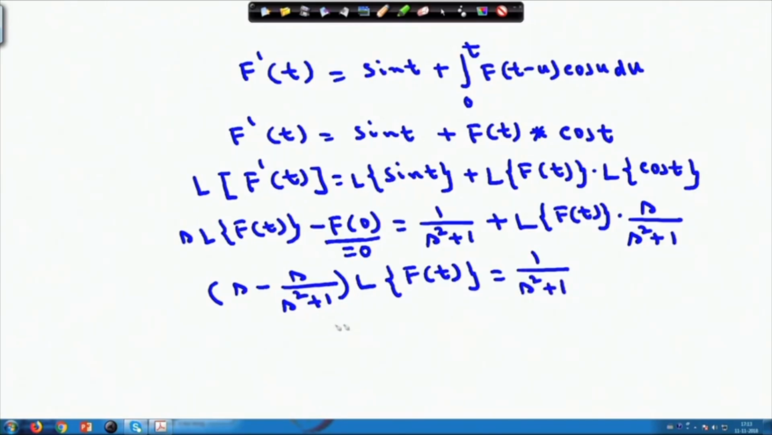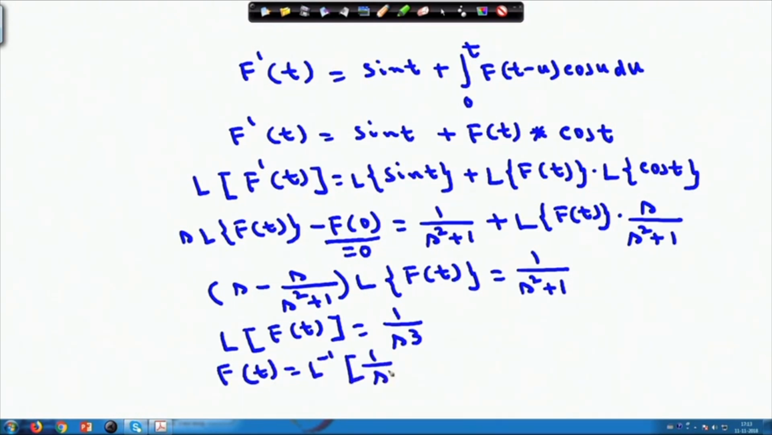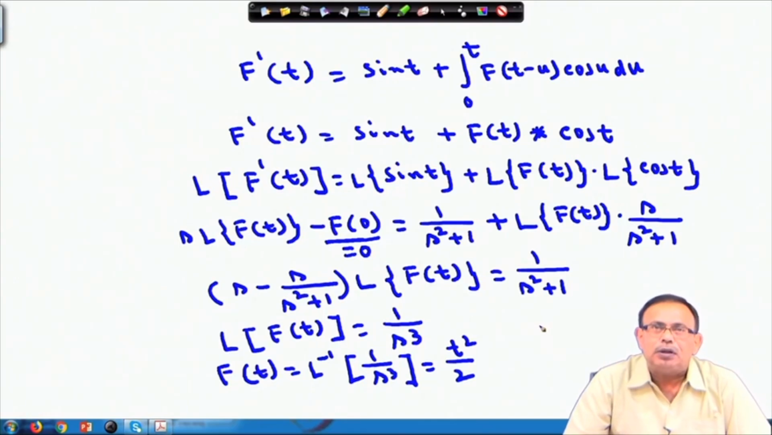On simplification you will obtain the Laplace transform of f(t) is nothing but 1 by s³. So from here you can tell that your f(t) is the Laplace inverse of 1 by s³, and you know that t²/2 is the function for which the Laplace transform is 1 by s³. Therefore, for this problem f′(t) = sin t + ∫₀ᵗ f(t−u) cos u du, the solution is f(t) equals t²/2.